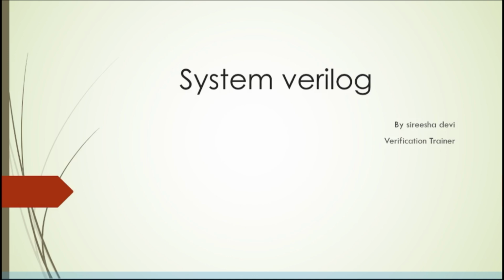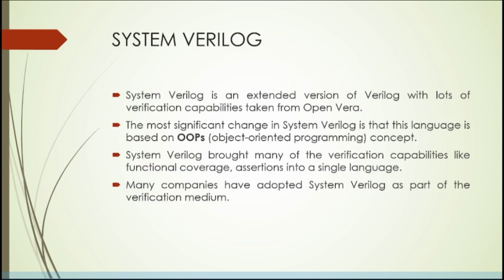Now coming to SystemVerilog. In many videos, I have explained what SystemVerilog is, what its enhanced features are, and all. So, I don't want to explain that again and again. Basically, SystemVerilog is an extended version of Verilog, which has many verification capabilities that were inherited from OpenVera. Right? So, what are these verification capabilities? Like coverage, assertions, randomization, constraint randomization. All of these are verification capabilities of SystemVerilog, right?